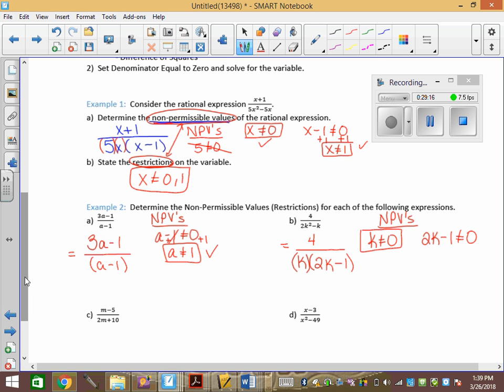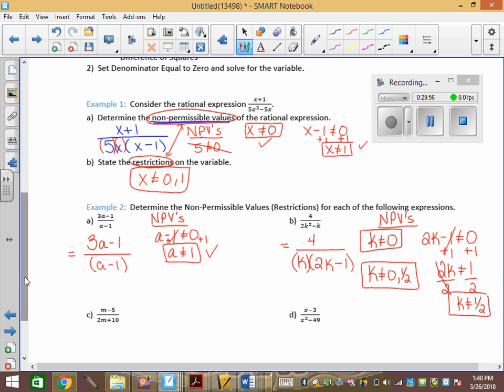2k minus 1 can't equal 0. What could I do? How do I get k by itself? Plus 1 divided by 2. When we're solving for a variable from an equation, we always do reverse BEDMAS rules. So we're going to do addition and subtraction first, then multiplication and division second, okay? Then exponents last. So we're going to add 1. 2k cannot equal 1. Then divide by 2. k cannot equal a half. And so our NPVs are k can't equal 0, comma, a half.